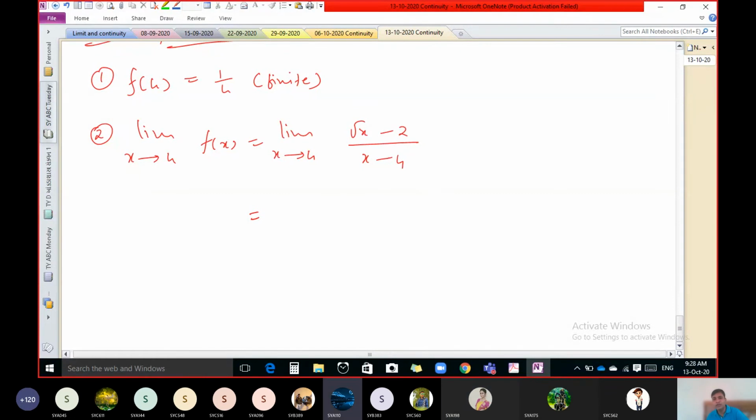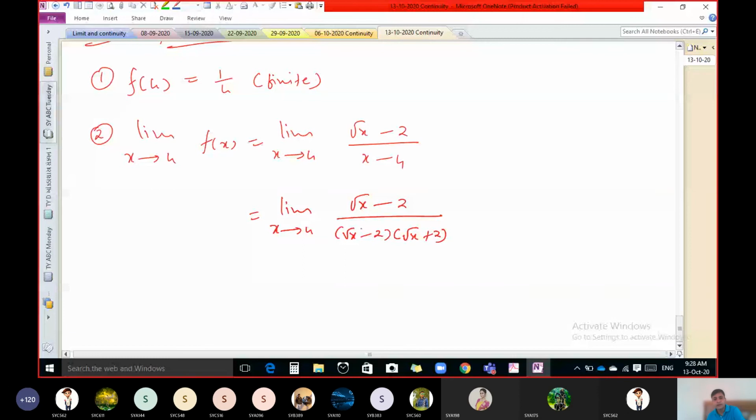This is a question of limit. What to do? Sir, rationalize the denominator. We can write root x minus 2 and root x plus 2. Correct. There is a factor: root x minus 2 and root x plus 2 are the factors of x minus 4. Any problem to anybody in this? No, sir.